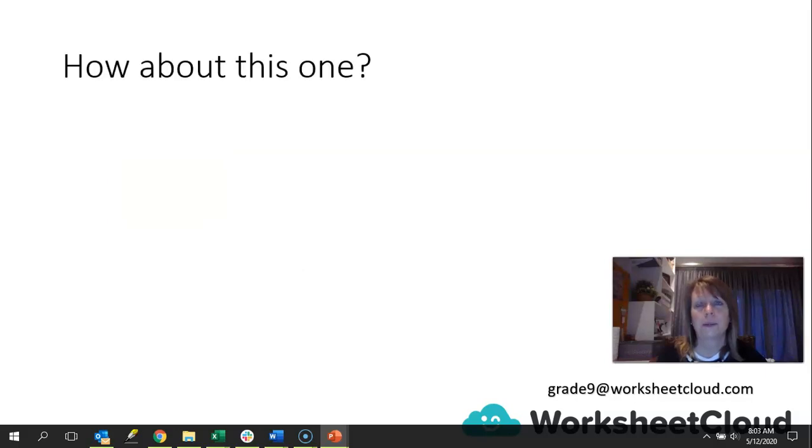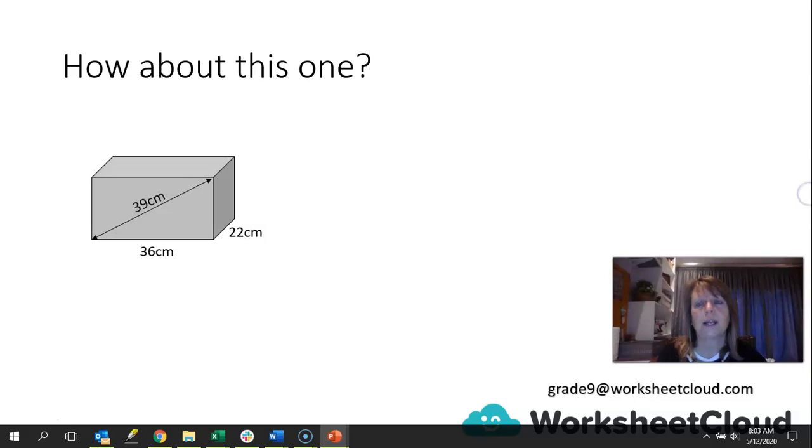Right, how about this one? This is a bit of a challenge. We get given that we've only got two sides, but can you see there's a diagonal that's put in on the one side and a measurement for that diagonal. Now you're probably thinking that doesn't help at all. So we've got a measurement missing, and in this case it will be the height. Okay, we do not have the length of that side or that side. Okay, so we've got the length and we've got the breadth, but we do not have the height.